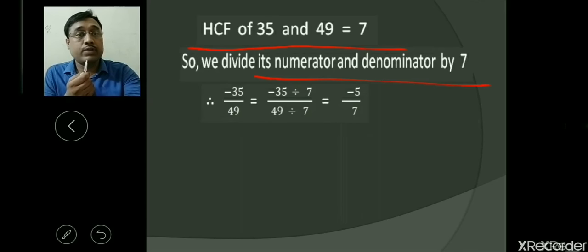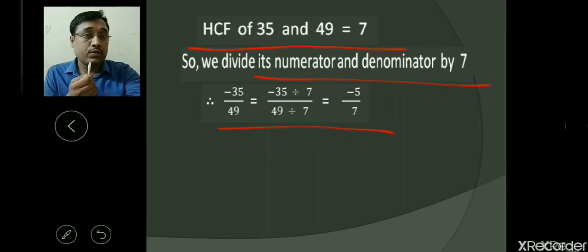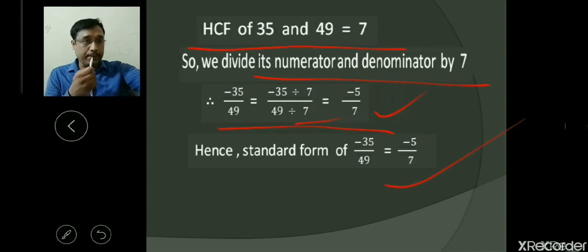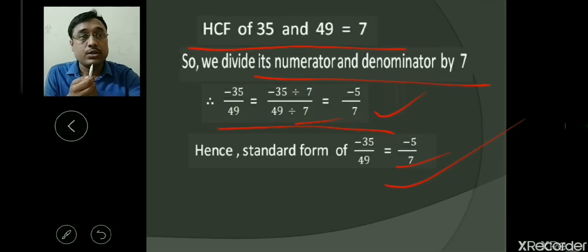Then you can see I have divided: minus 35 by 49 equals minus 35 divided by 7 and 49 divided by 7. The result you will get is minus 5 by 7. This is the standard form. So hence the standard form of this number is minus 5 by 7, because 5 and 7 don't have any common factor and the denominator is positive now. Okay, 7 is positive here. So this way you can solve such questions.